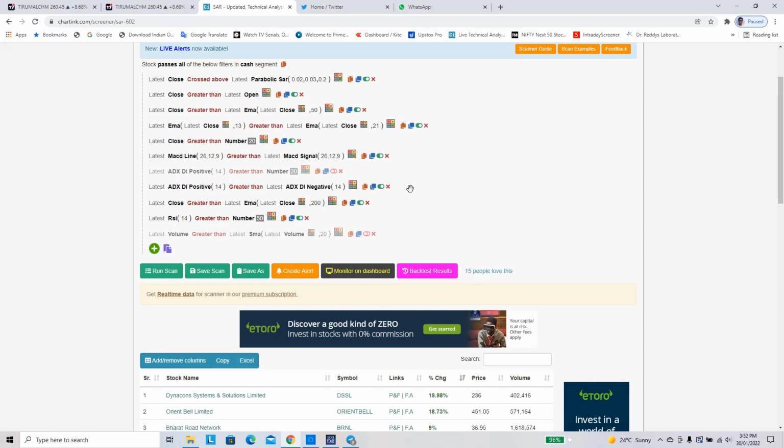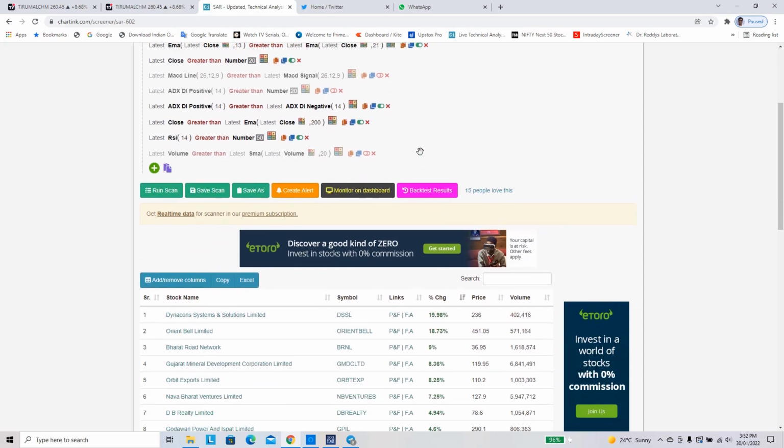So usually, once I get a parabolic SAR buy signal and a 13 EMA to 21 EMA crossover, I just go ahead and take my initial tracking position, because I know that momentum has already started and MACD might give me the crossover next day. So that should not be a problem. That's the reason sometimes I keep this one disabled and then run the screener.